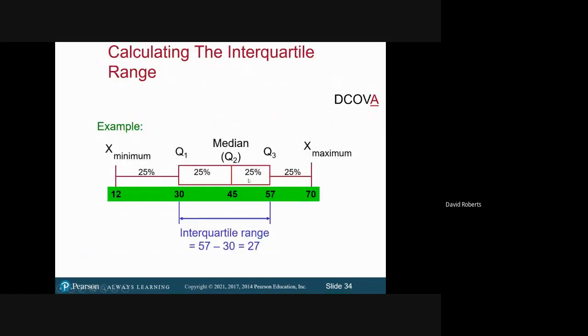So here is an example where you're given some data. Interquartile range: the highest value is 57, the lowest value is 30, the IQR is 27. So simply take the value at Q3 minus the value at Q1, and 50% of my values are between 30 and 57. 25% of my values are above 57, and 25% of my values are below 30.